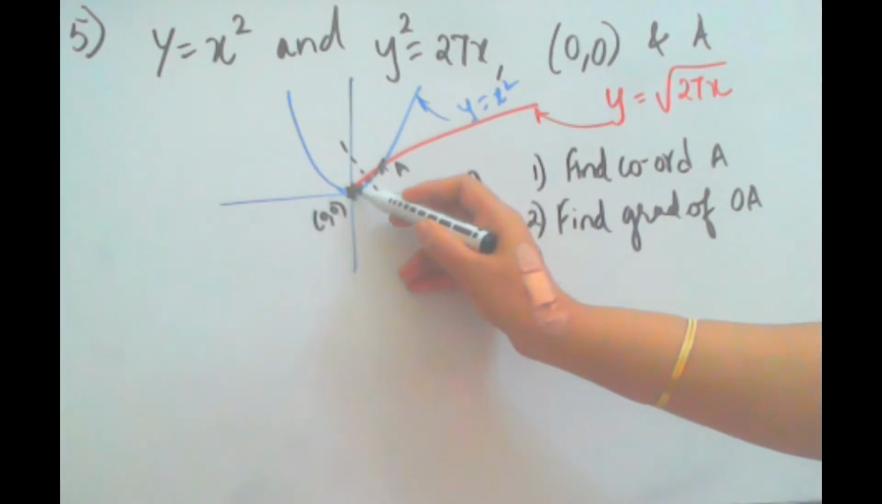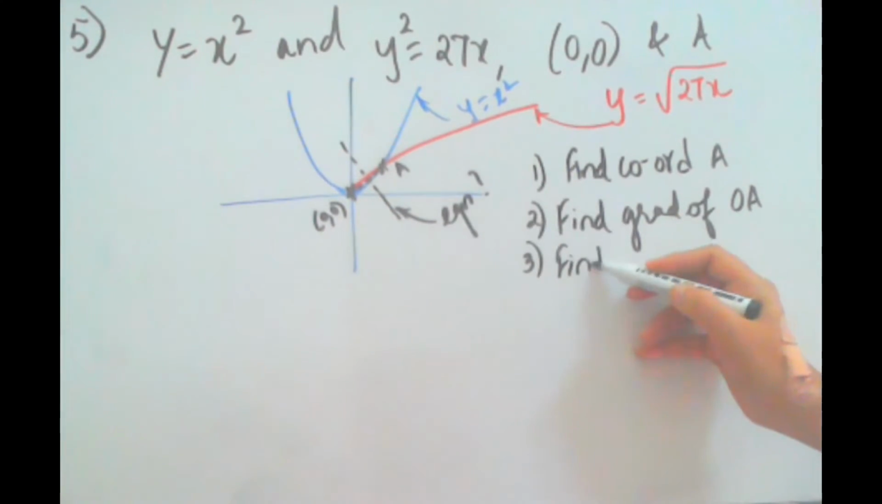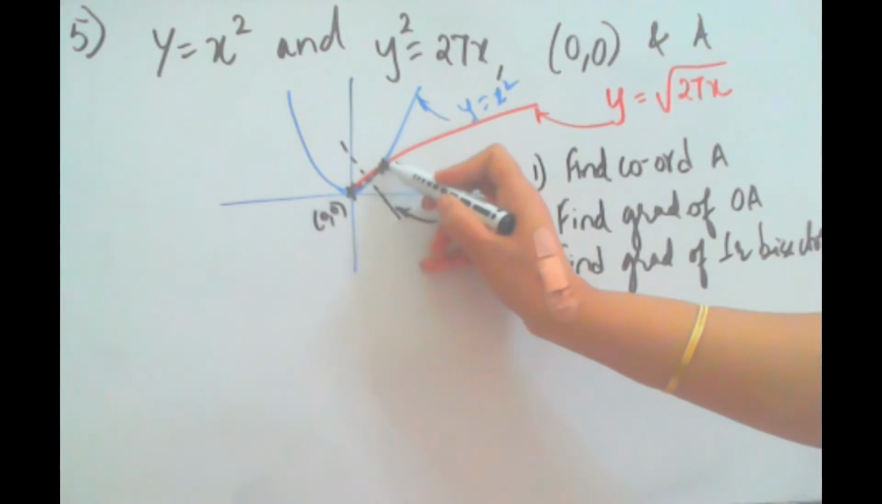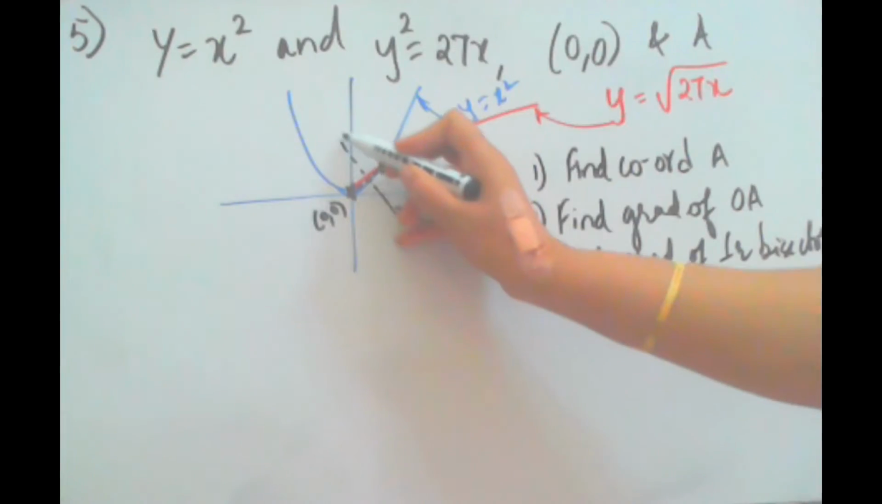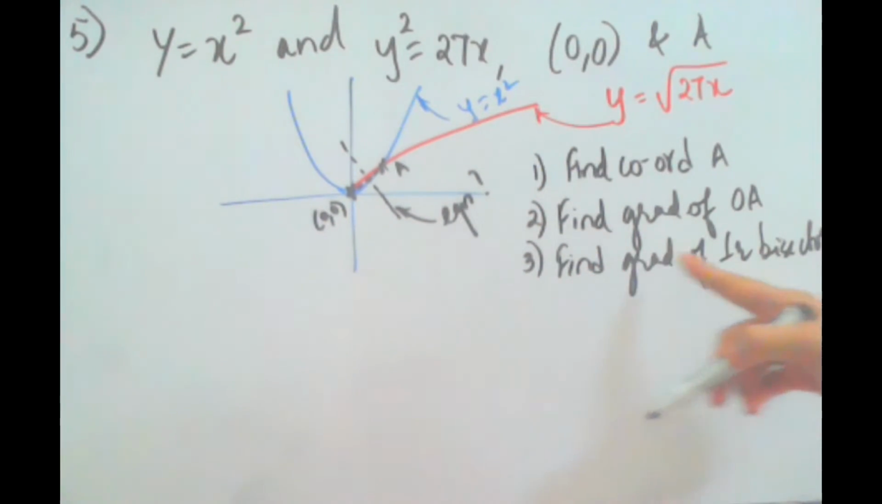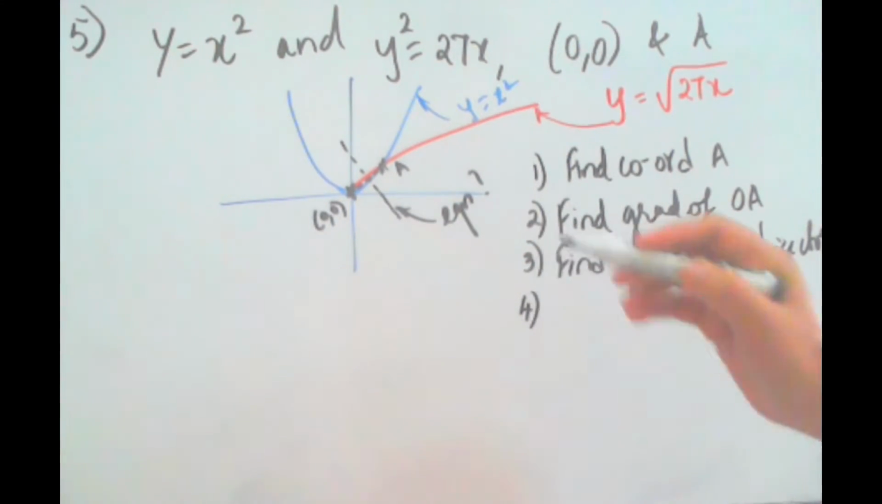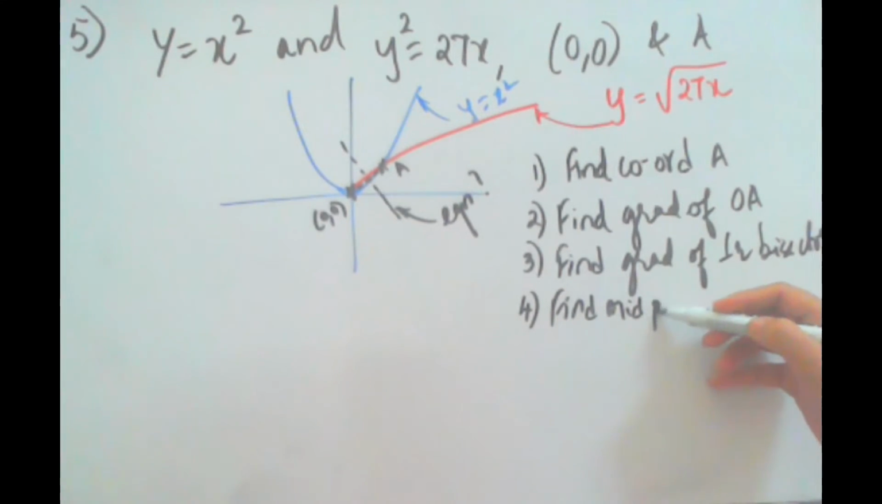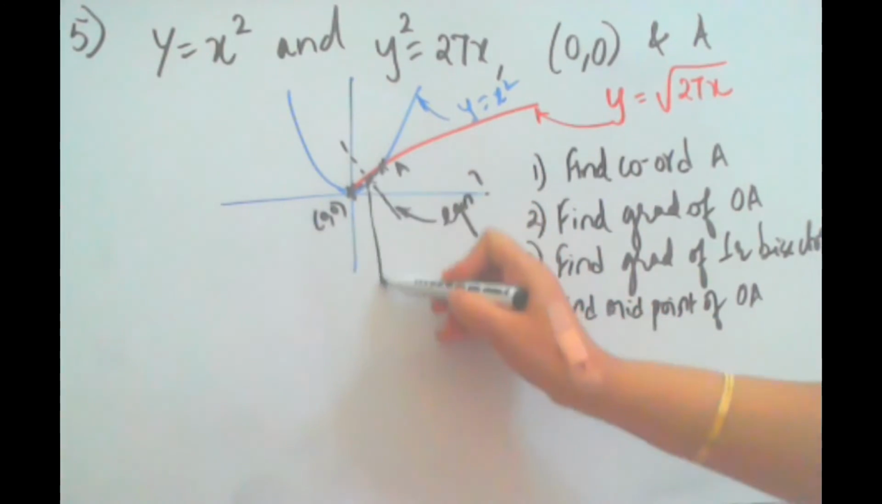So once the gradient of line OA is ready, we can find gradient of perpendicular bisector, because we have a relation m1 into m2 equal to -1. That is, m1 is the gradient of line OA, m2 is the gradient of the perpendicular bisector. So their product is always -1. So using that relation, we will find the gradient of the perpendicular bisector, and then we will find the midpoint of line OA. That is exactly this point here, the midpoint.